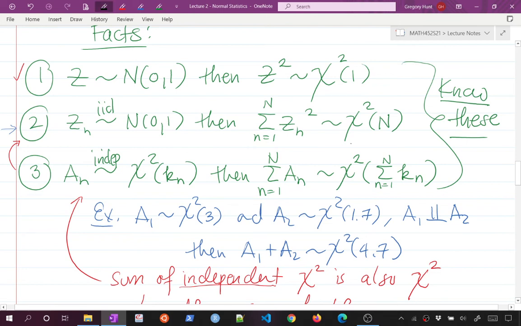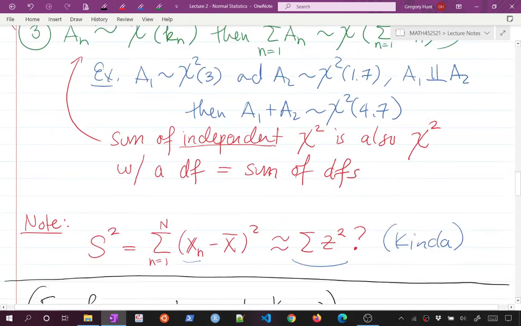Chi-squareds have a couple facts. The most important fact being that if you square a standard normal, that's a chi-squared with 1 degree of freedom. And if you sum independent chi-squareds, you sum their degrees of freedom.